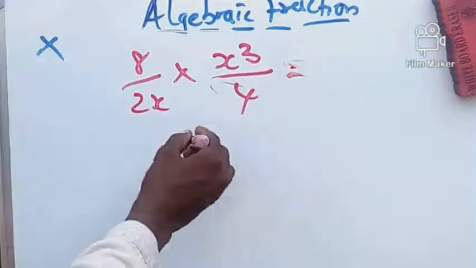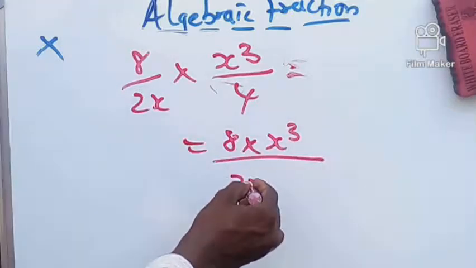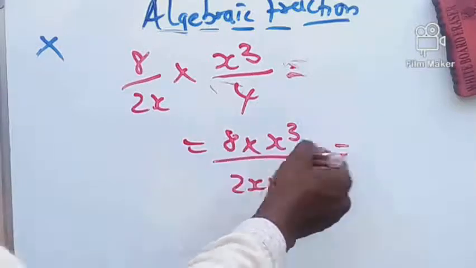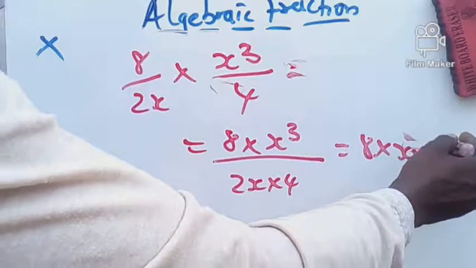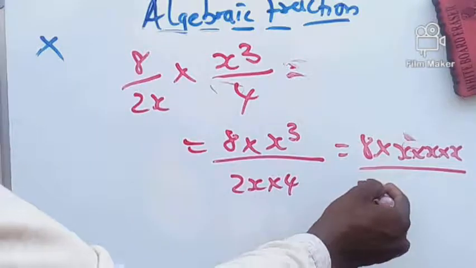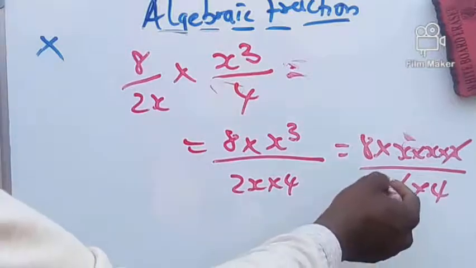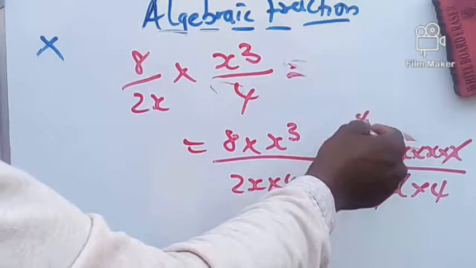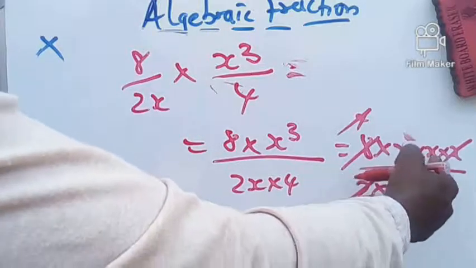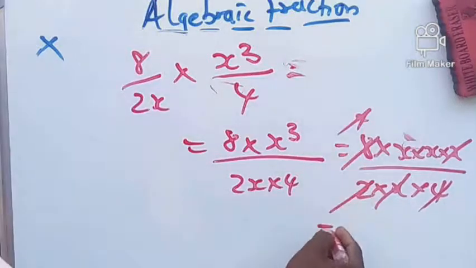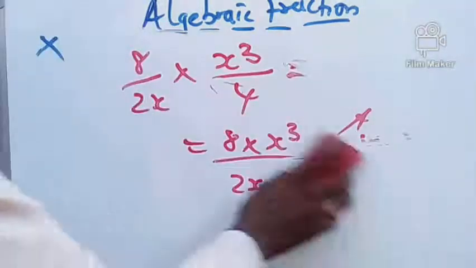So this becomes equal to 8 multiplied by x cubed divided by what? 2x multiplied by 4, which we can expand. 8 multiplied by x cubed means x multiplied by x multiplied by x 3 times, and then 2x means 2 multiplied by x multiplied by 4. So notice that 1x can take care of 1x, 2 can take care of 8, you have 4. 4 can take care of 4, you have nothing left. So what we have is x multiplied by x, and x multiplied by x 2 times means x squared, and that is the answer.